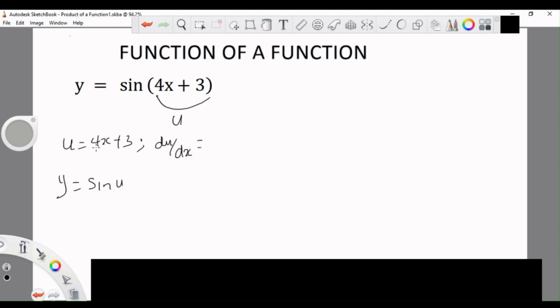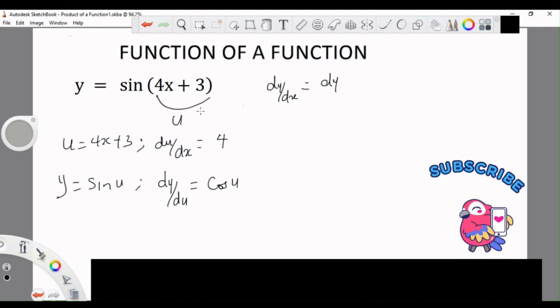Now, here is like a polynomial. We differentiate each term separately. We'll differentiate 4x, we have 4. Plus 3 is a constant. When we differentiate a constant, we get 0. So differentiating 4x plus 3 is 4. Now, we have y equal to sine u. When we differentiate dy with respect to u, remember, when we differentiate sine, we get a cos, so that gives us cos u.